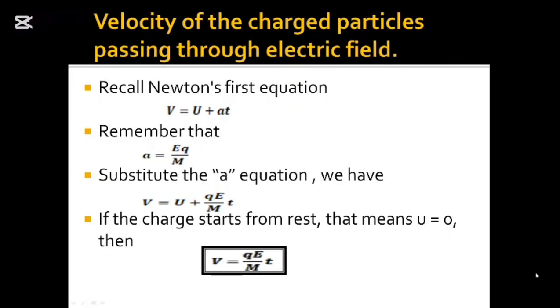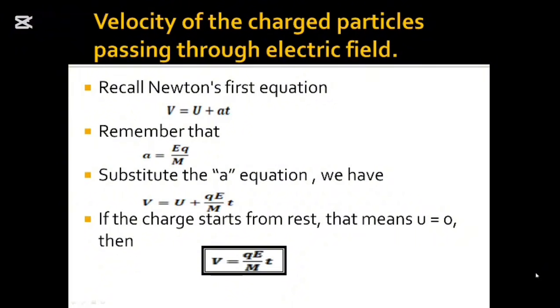Remember your basic physics. Your basic physics says that the first Newtonian equation of motion is that V is equal to U plus AT, where V is final velocity, U is initial velocity, A is acceleration, T is time. This is the first Newtonian equation, and it's generally accepted in physics.